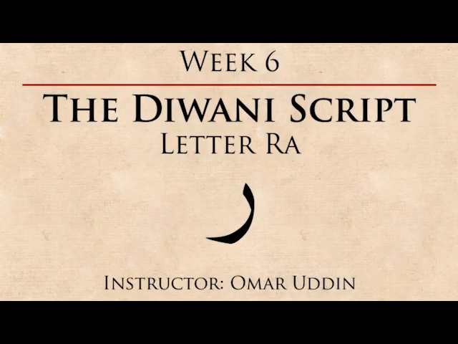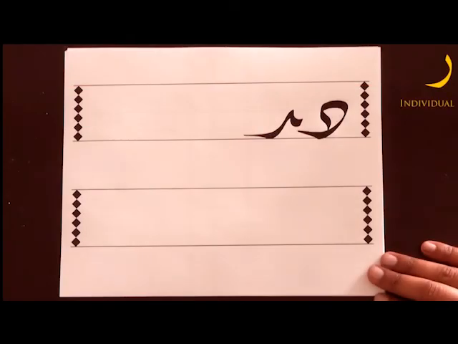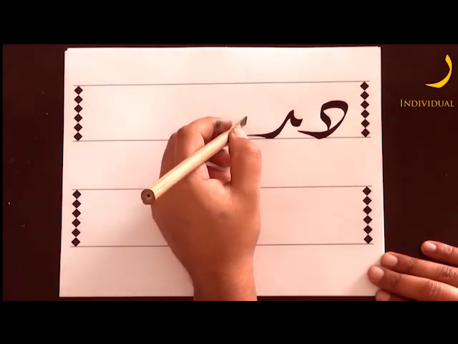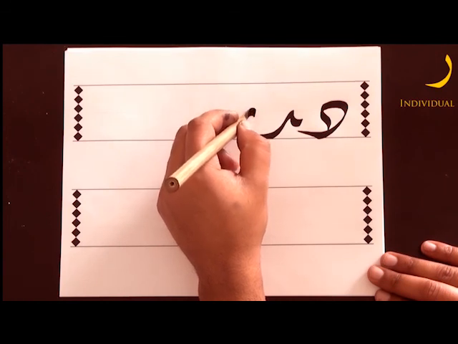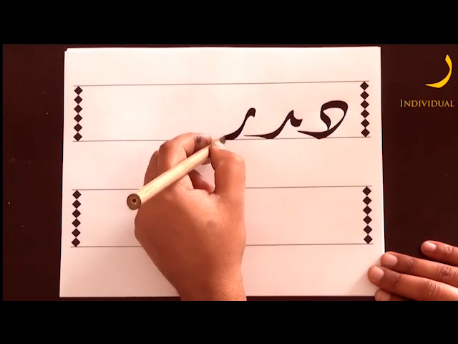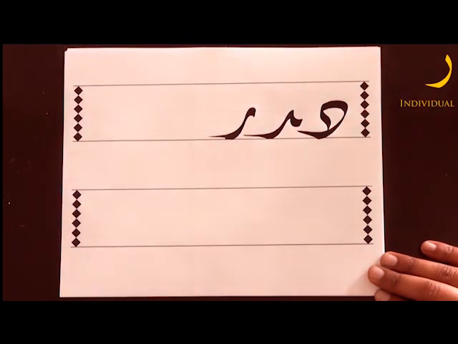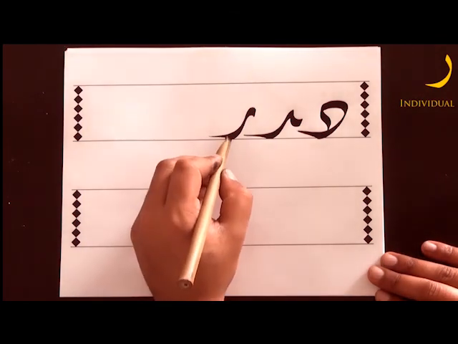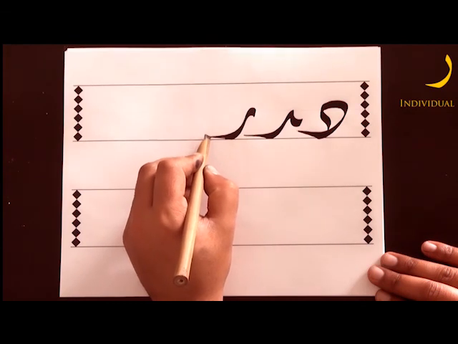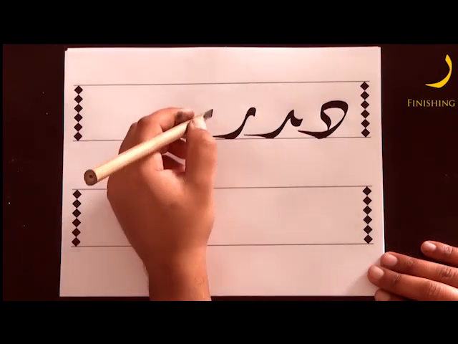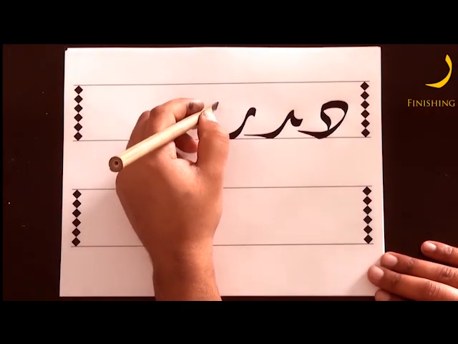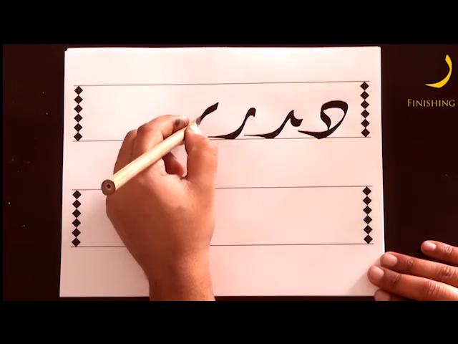The letter ra in Diwani is very similar to the letter dal. So essentially, the letter ra is very much like the tail end of the finishing letter dal. And as you can see from a side-by-side comparison, the individual letter ra looks almost identical to the finishing letter dal. When ra appears at the end of a module, again, it looks very similar to the individual letter itself.